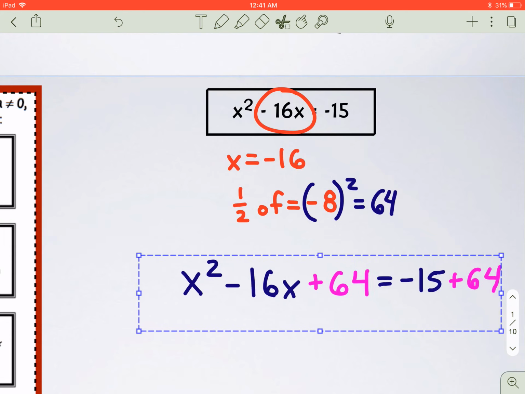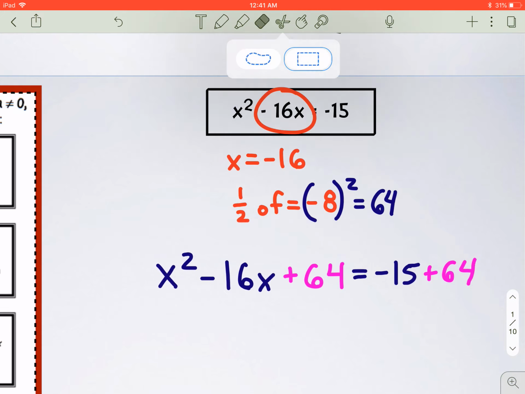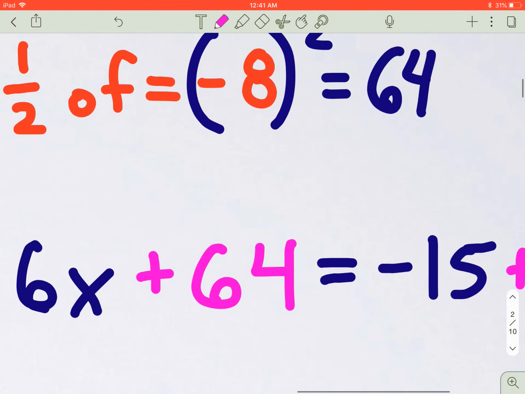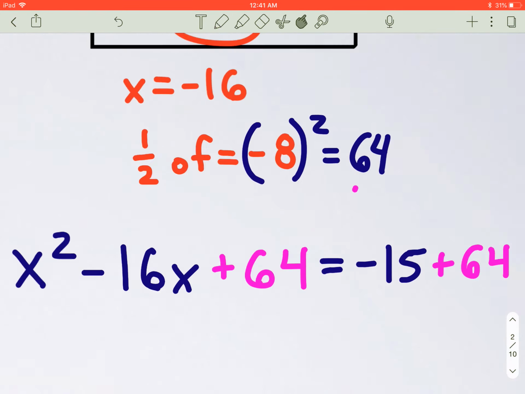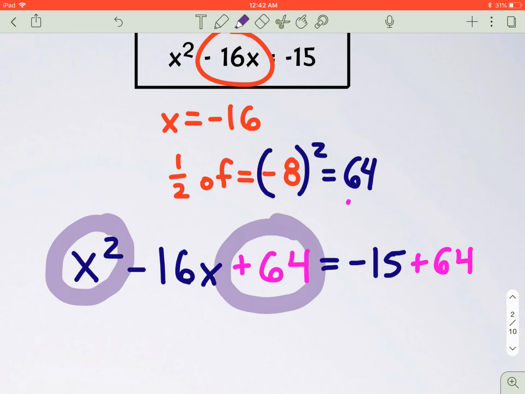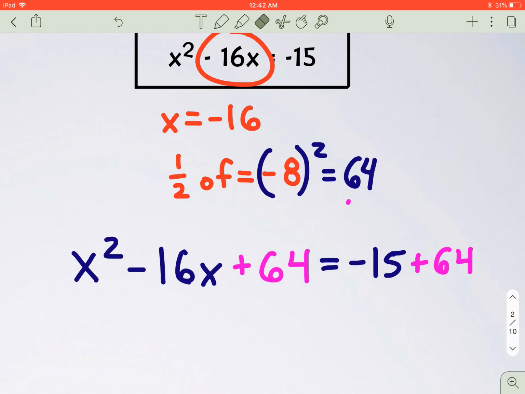So if I look at that, why did I do that? What's the purpose of halving it and then squaring it? The reason I do that is if you notice on this left hand side of my equation now, I have x squared minus 16x plus 64. And if you look at it, the very first term, my a term, is a perfect square, and my c term is a perfect square.